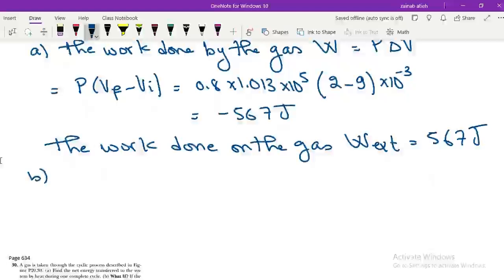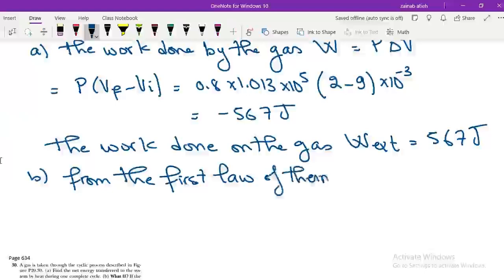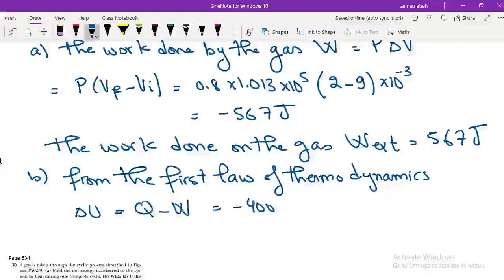Part B. From the first law of thermodynamics, delta U is equal to Q minus W. Q was given to be minus 400. W is already calculated, the work done by the gas, which was found to be minus 567, so delta U will be equal to 167 joule. And this is the change in internal energy.